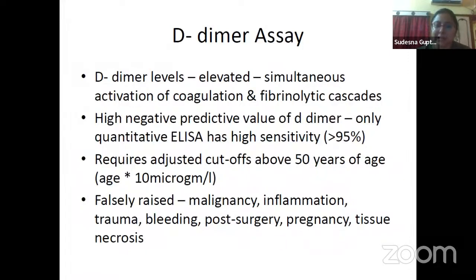D-dimer levels are elevated because simultaneous activation of the coagulation and fibrinolytic cascade occurs in DVT and PE. D-dimer has a high negative predictive value, meaning if D-dimer is less than normal, PE is actually excluded. But if D-dimer is positive, there is a suspicion of PE, but it may not be PE because D-dimer can be falsely raised in the presence of malignancy, inflammation, trauma, bleeding, post-surgery, including a large number of cases. At the same time, we need to adjust the cutoffs based on age.